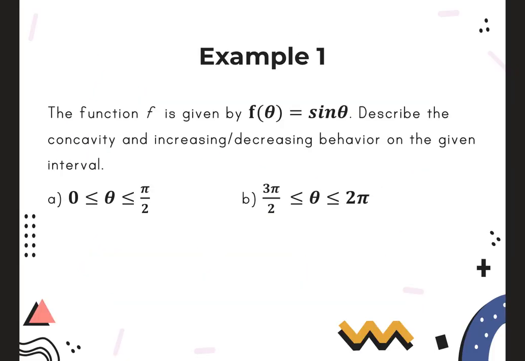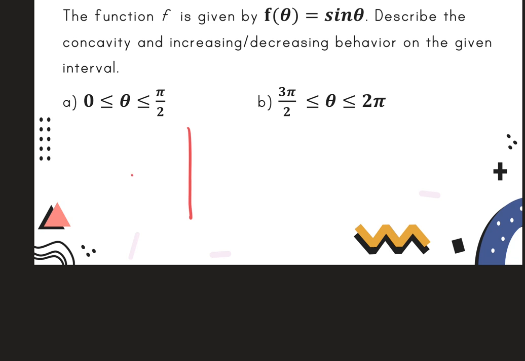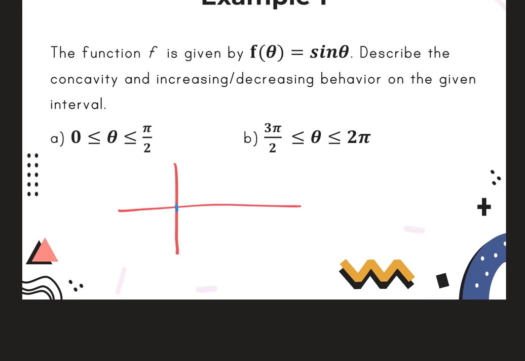All right, example 1 says if the function f is given by f of theta equals sine of theta, describe the concavity and the increasing, decreasing behavior of the given interval. So this is where you got to know the pattern well enough to be able to draw yourself a fresh sine curve. The key points are 0, pi over 2, pi, 3 pi over 2, and 2 pi. And those come from your quadrant angles.